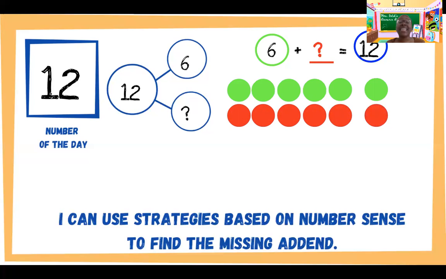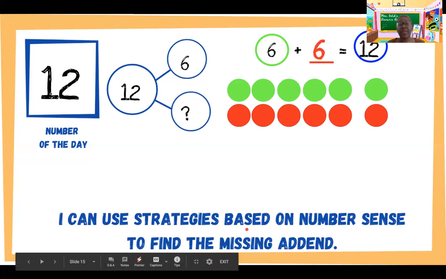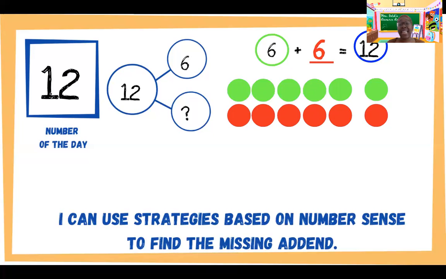We've colored in 6 red circles. That means that our missing add-in is 6. So to finish our number sentence, we find that 6 plus 6 equals 12. So the missing number in our number bond is 6.